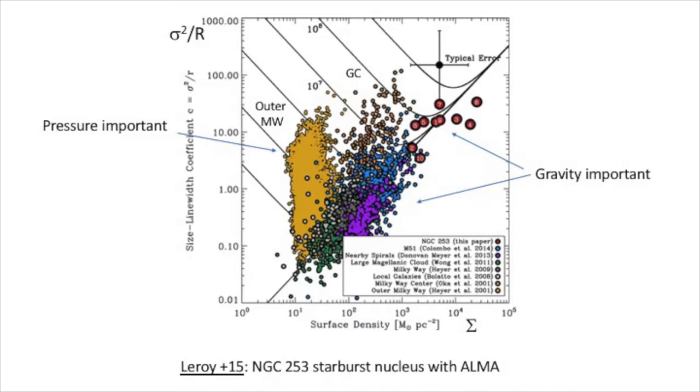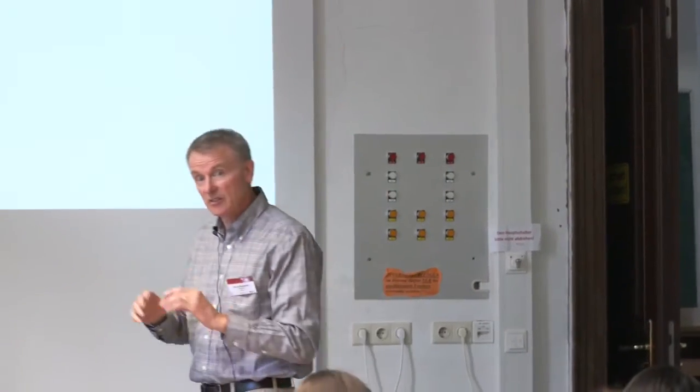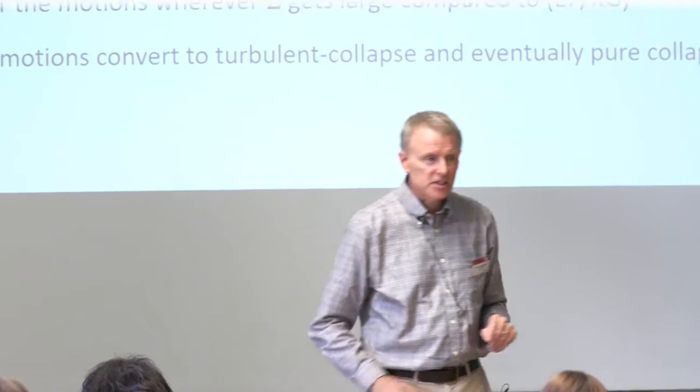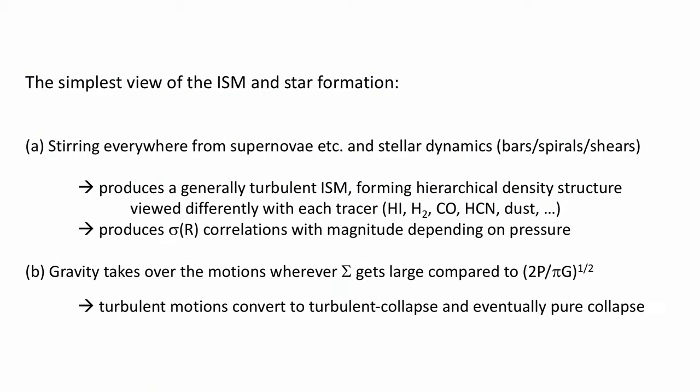So what causes a size-line width relation? It's a mixture. Sometimes it's the virial theorem, sometimes it's turbulence, sometimes it's a selection effect. So the simplest view, here's what you tell your mother when you go home, of the interstellar medium and star formation. They're stirring everywhere from explosions and stellar dynamics. That produces a generally turbulent ISM, forming a hierarchical density structure, which can be viewed differently with every tracer you happen to look at. Dust, or CO, or HI, dense HCN.